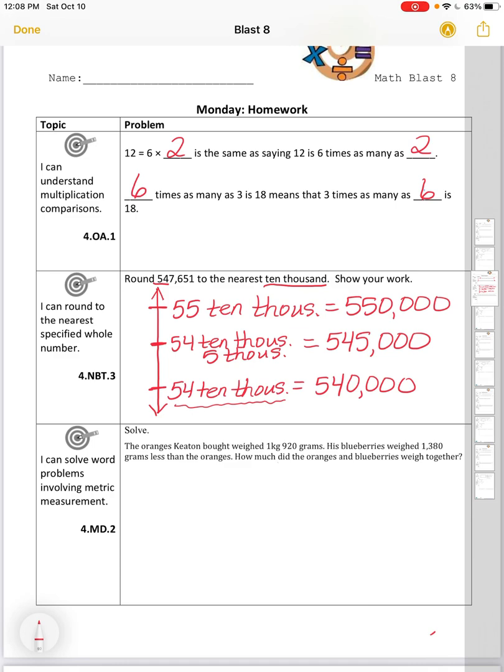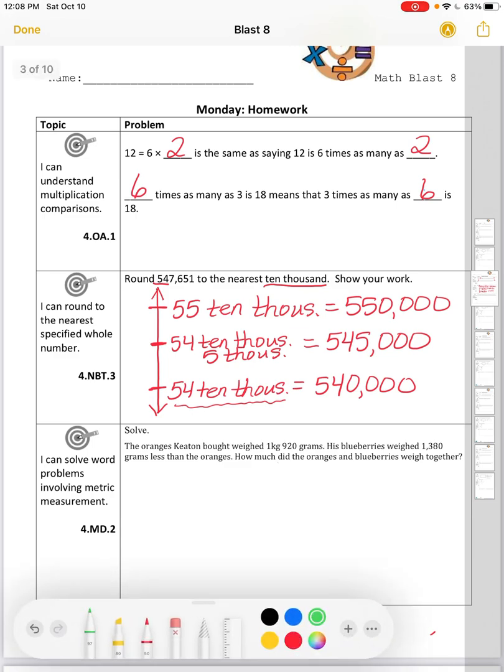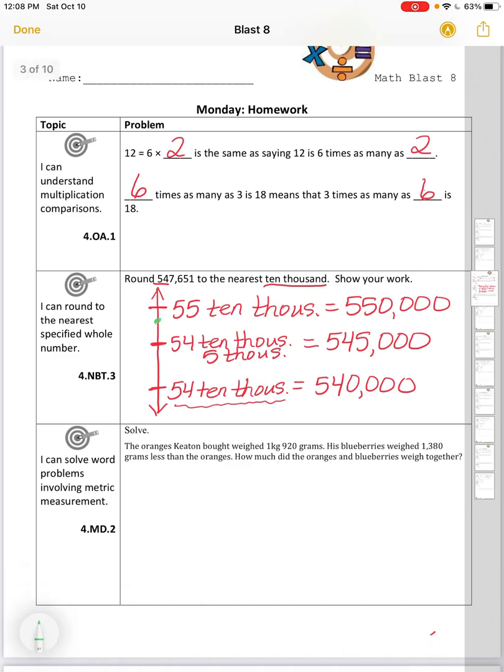Now I want to place my number, 547,651, on the number line. I'm going to place it right about here. 547,651 is above the midpoint, so it's going to round up to 550,000. Keep in mind when we're rounding, if our given number is at or above the midpoint, it rounds up. If it's below the midpoint, it rounds down.